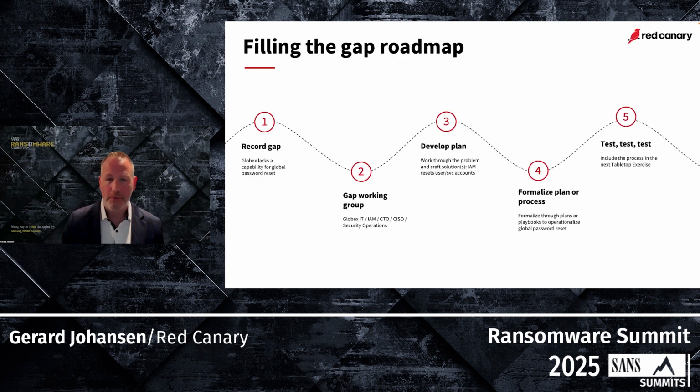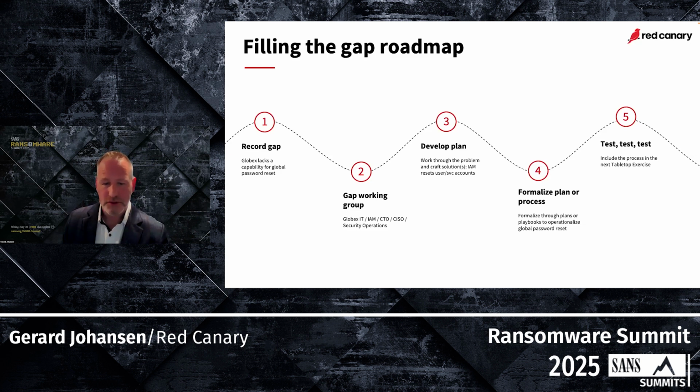Let's say we have a gap. Where do we go from here? Very simple roadmap. Let's say we don't have a process for that ntds.dit exfil. We record it. We get a working group, try to identify as many people as possible that own part or whole of that process. So we get that working group, and then what we do is just run that inject, and that's it.